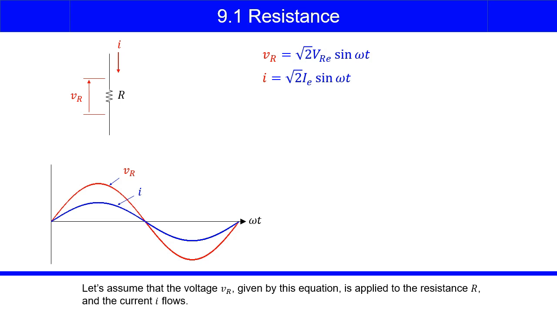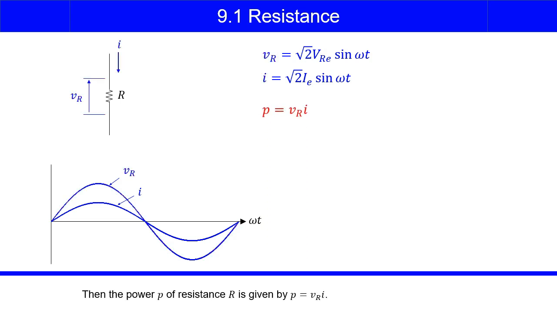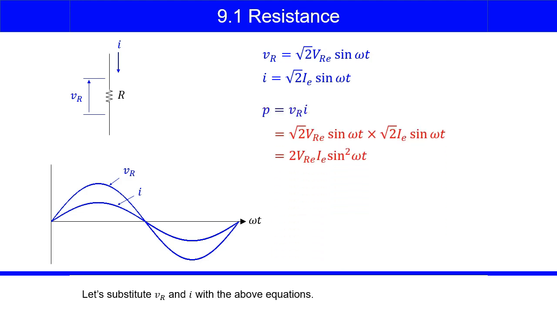Let's assume that the voltage VR, given by this equation, is applied to the resistance R, and the current I flows. Then the power P of resistance R is given by P equals VRI. Let's substitute VR and I with the above equations.